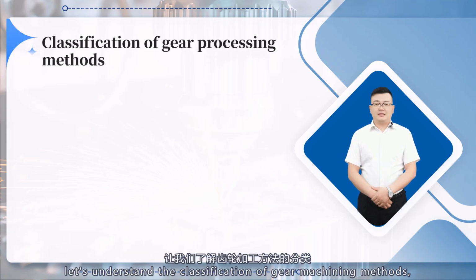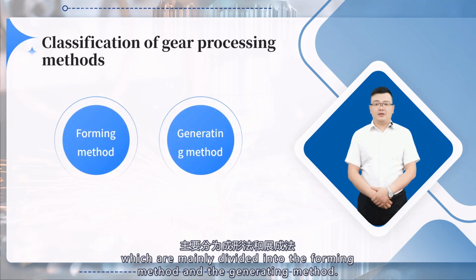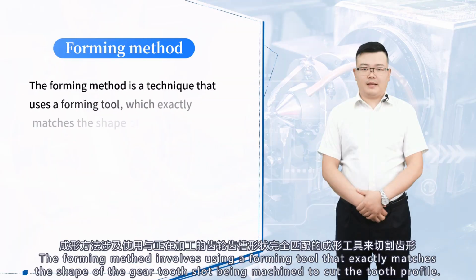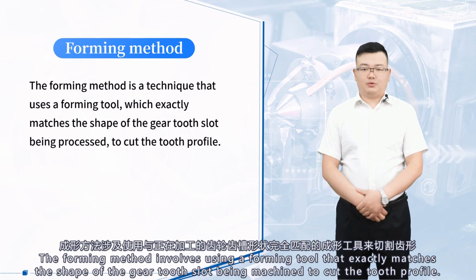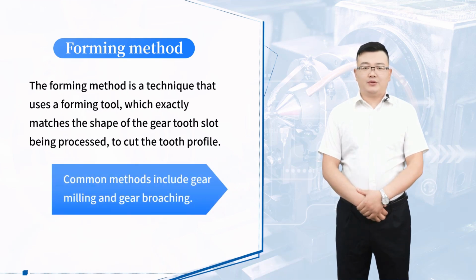First, let's understand the classification of gear machining methods, which are mainly divided into the forming method and the generating method. The forming method involves using a forming tool that exactly matches the shape of the gear tooth slot being machined to cut the tooth profile. Common examples include gear milling and gear broaching.